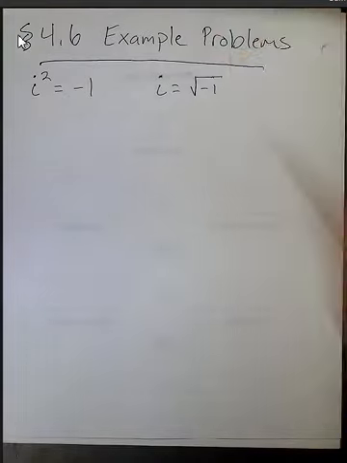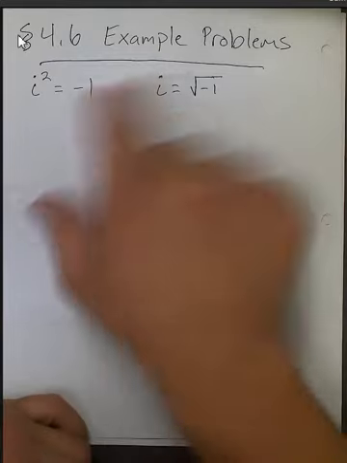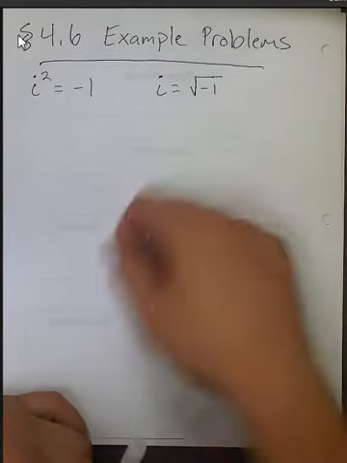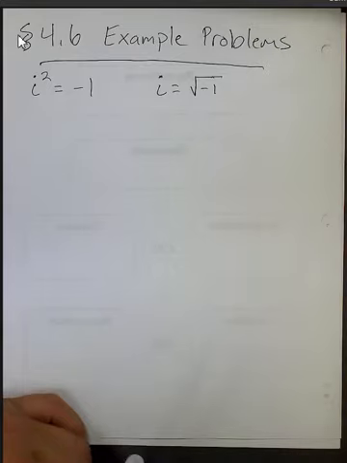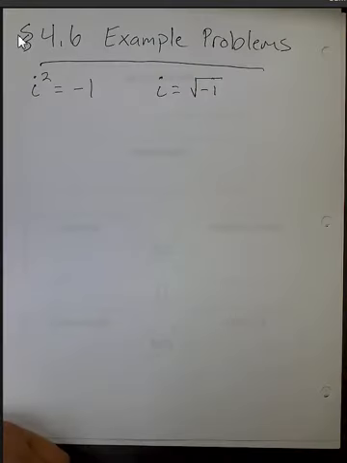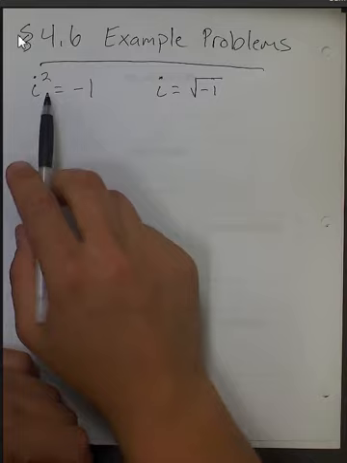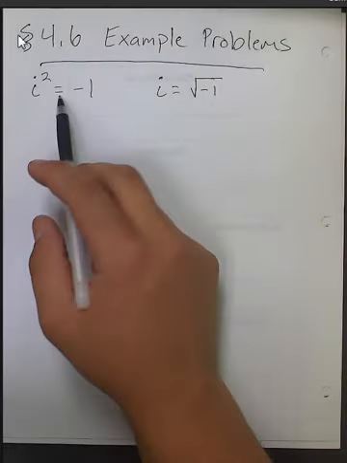Good morning. In this video, I'm going to show you some example problems from 4.6. There's about 1, 2, 3, 4, 5 that I'm going to show you in this video. So let's go ahead and get started. 4.6 involves the imaginary number i.